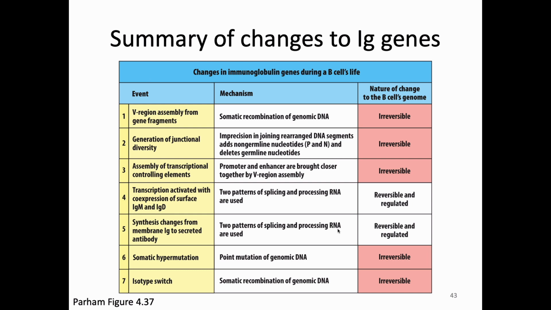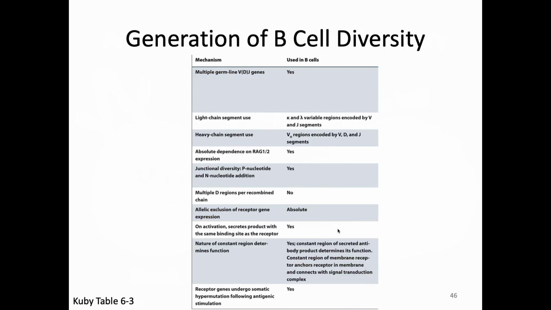And then we're going to have somatic hypermutation and class switch, where again, we are going to change the DNA either by point mutations or by a recombination process. And so again, these are going to be irreversible. These are happening in the periphery later on. This is all happening in the bone marrow, in the primary lymphoid organ. Okay, so that's my B cell stuff.